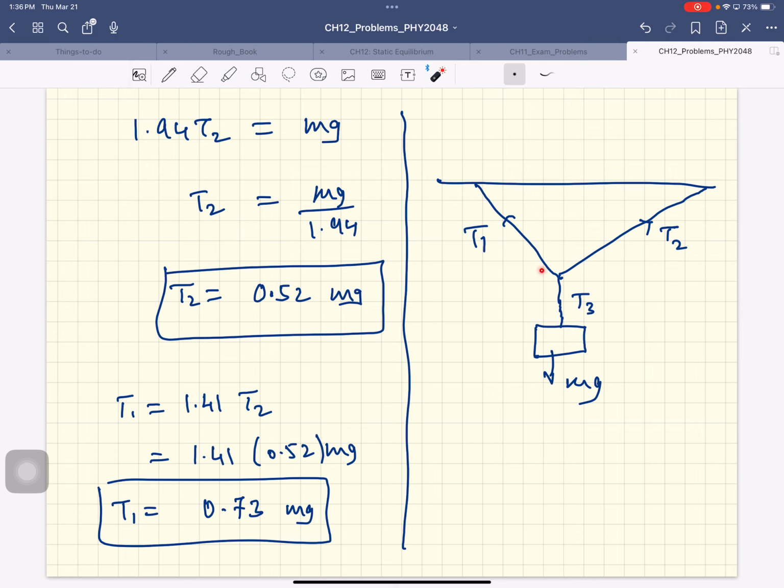Why did you go to this trouble? It's less than mg for both. Very good. So these two guys are weaker. This guy is 73% of mg. That's a cheap cable. This is an even cheaper cable. That's what you achieve. Did you guys understand that? This is an expensive cable. All right, any questions on this? You understand? Okay.